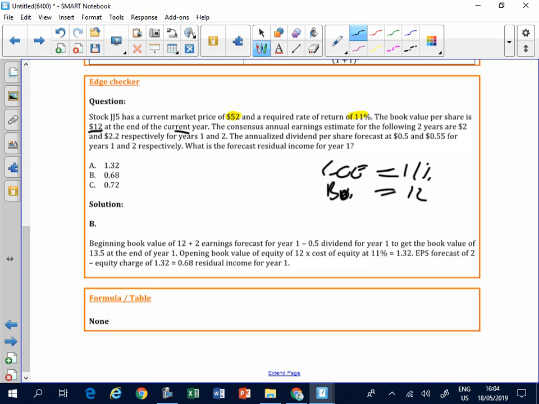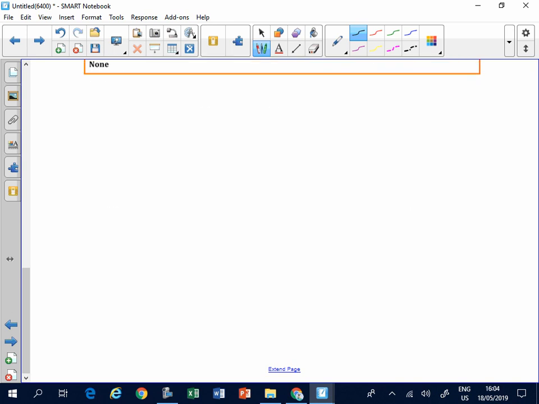The consensus annual earnings estimates for the following 2 years are $2 and 2.2 respectively for years 1 and 2. The annualized dividend per share forecasts are 0.50 and 0.55 for years 1 and 2 respectively. What is the forecast residual income for year 1? Okay. Let me do it this way. That's year 2, okay?